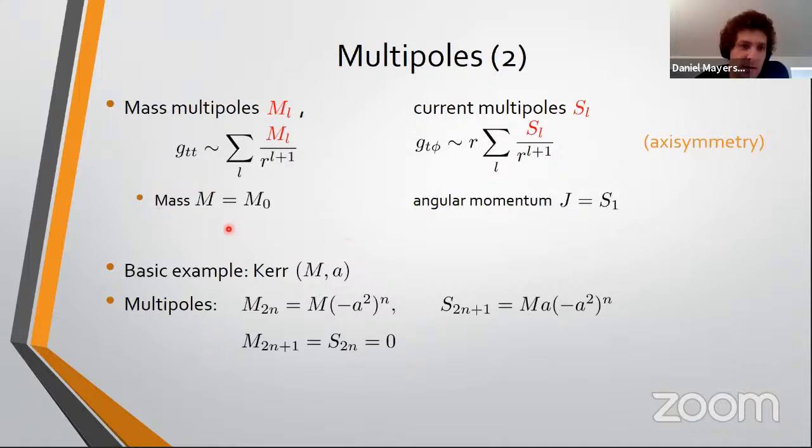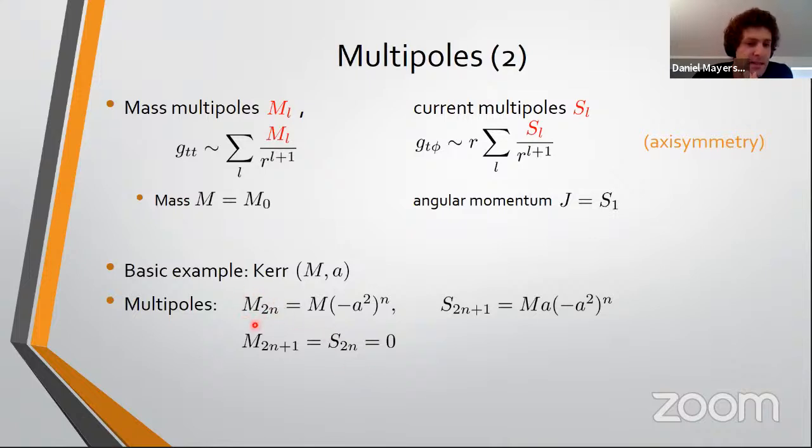So the lowest multipole moments are the familiar mass and angular momentum, but all of the higher multipole moments, just like in electrostatics and electrodynamics, tell us more about the intricate features of the geometry. And in particular, the most basic example, of course, is Kerr, which is parameterized by two parameters, M and A. And of course, because of black hole uniqueness, there can be no other parameters present that the multipoles depend on. And so indeed, the multipoles are completely determined by these two parameters.